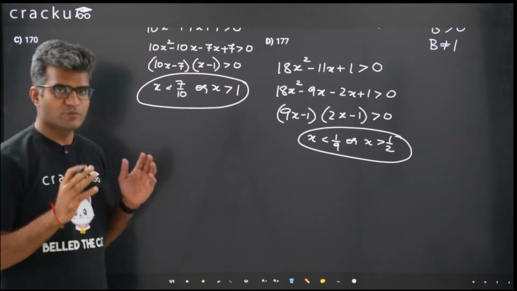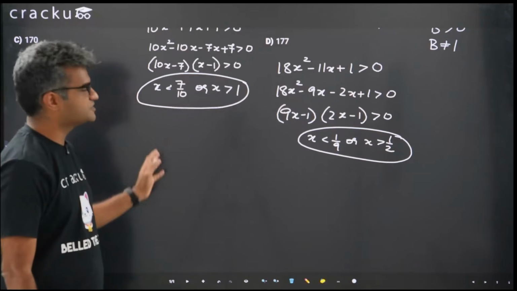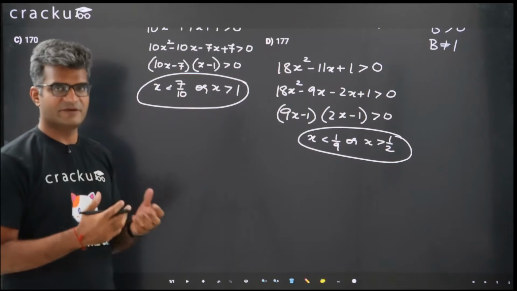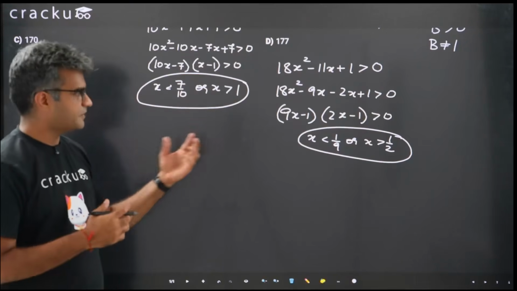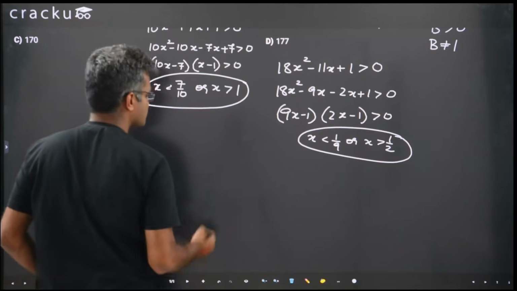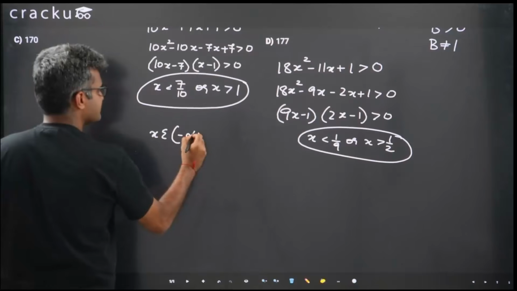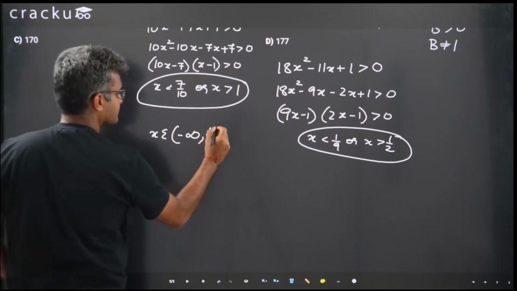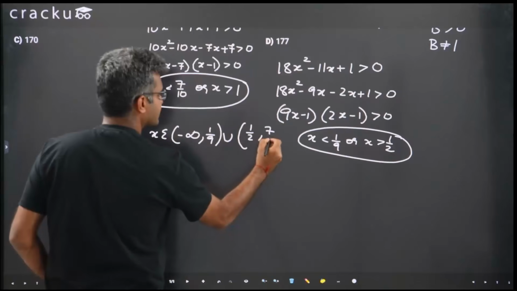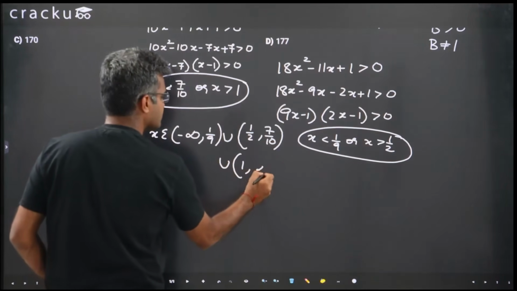But we want both of them to be true. We want the argument to be greater than 0. We want the base to be greater than 0. So both of these intervals, whatever is the intersection, will be the domain. So basically we have to look for whatever is the intersection of both of these intervals. So that intersection will be x belonging to minus infinity to 1 by 9, union 1 by 2 to 7 by 10, union 1 to infinity.